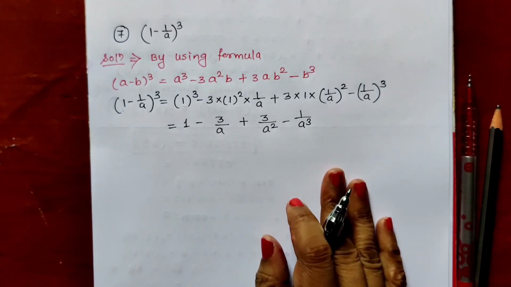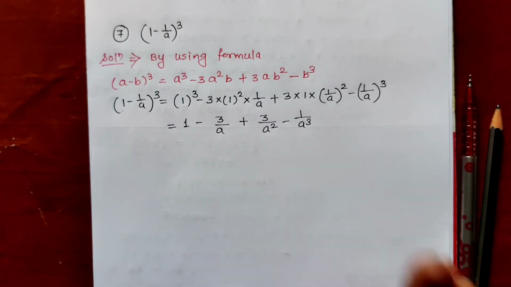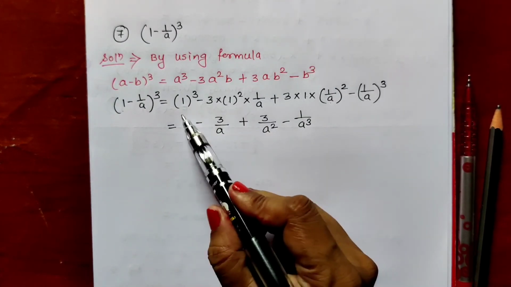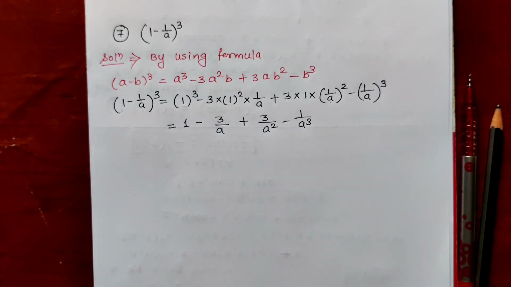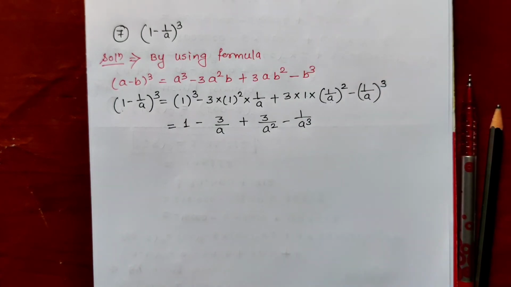So in this way we have got the answer. All the terms are different terms, we cannot add them, we cannot subtract. This is the answer. If you want, you can add one separate step here, and then this will be the last step where we can show square of 1 and square of 1 upon a. In this way we can solve this sum. Now let us go on to the last sum of this question.